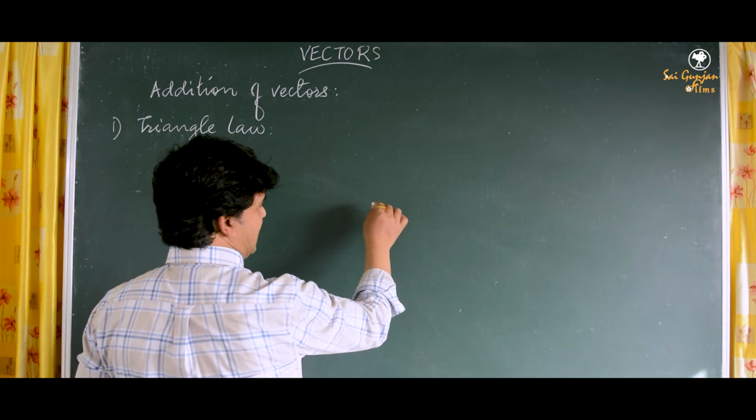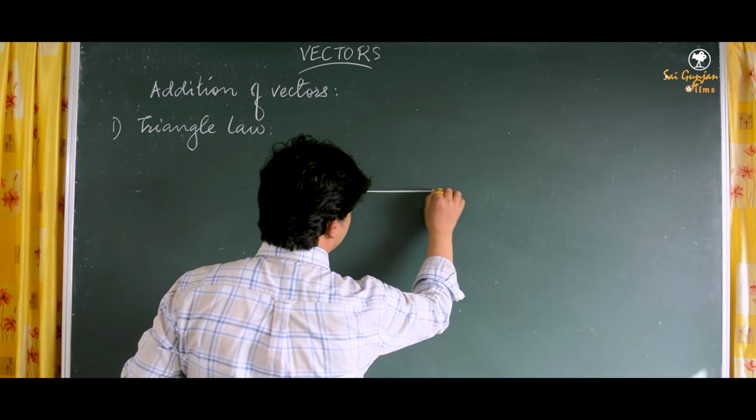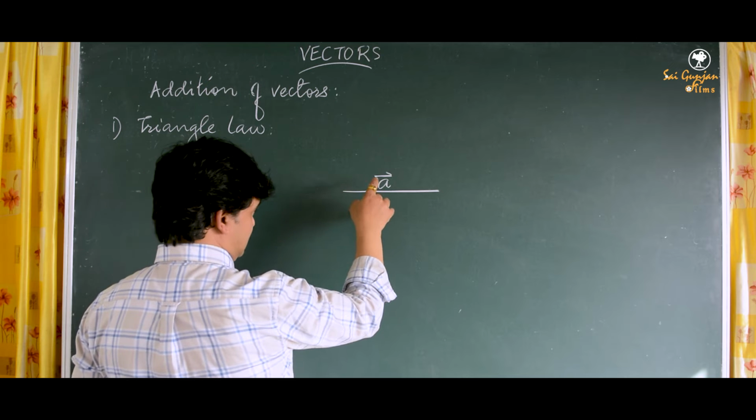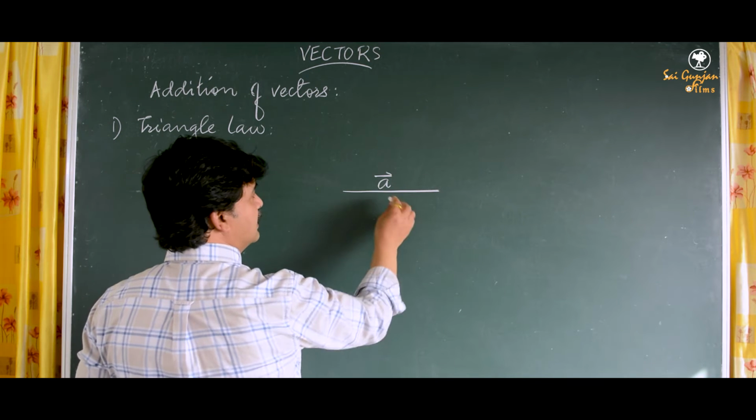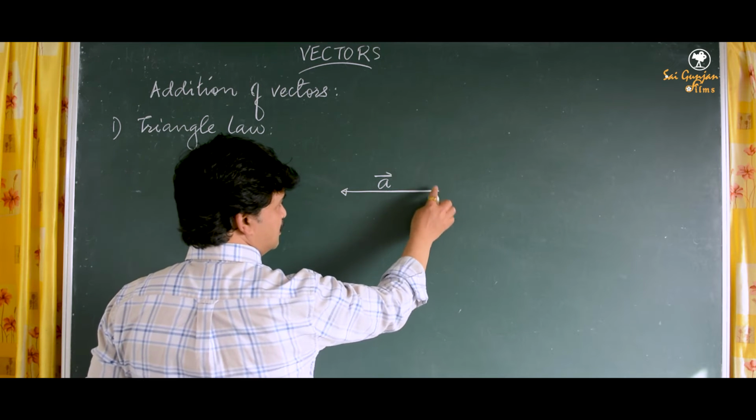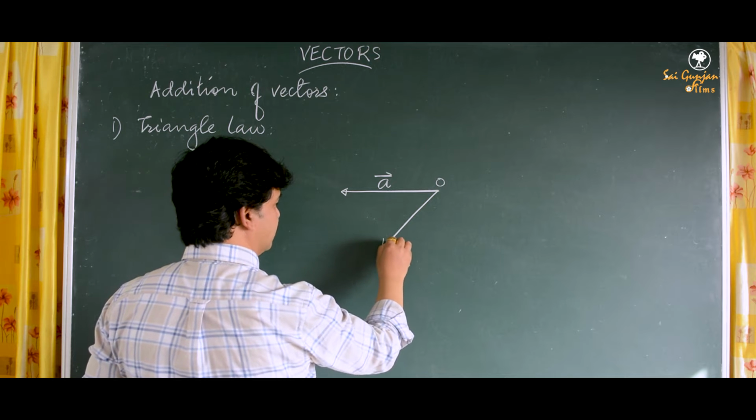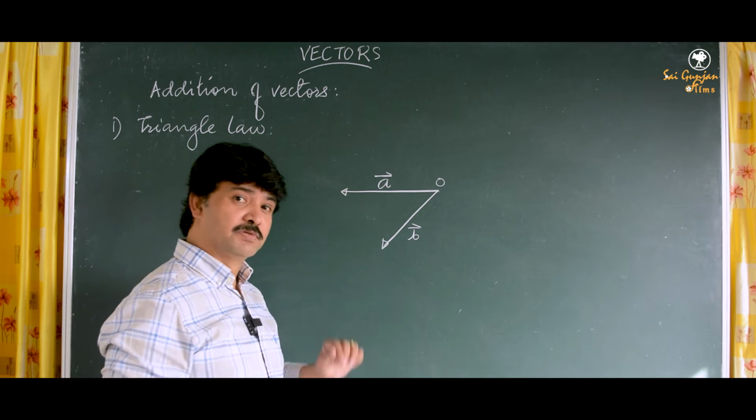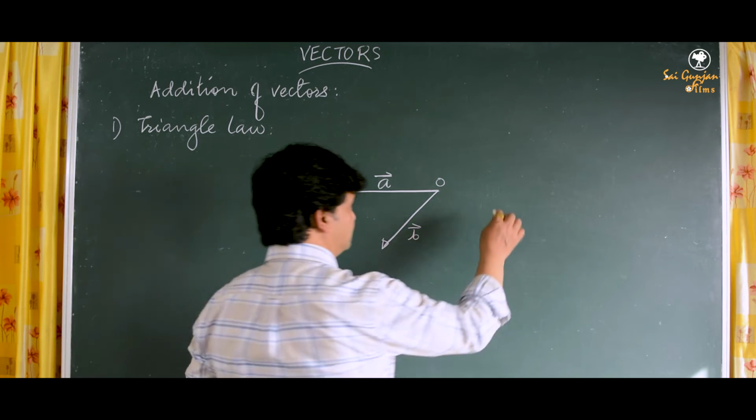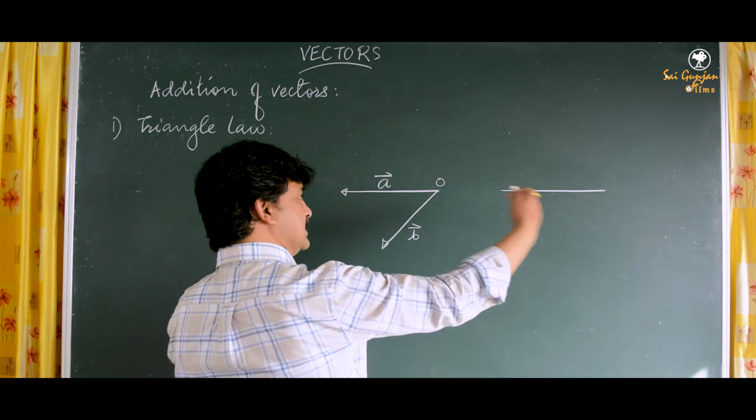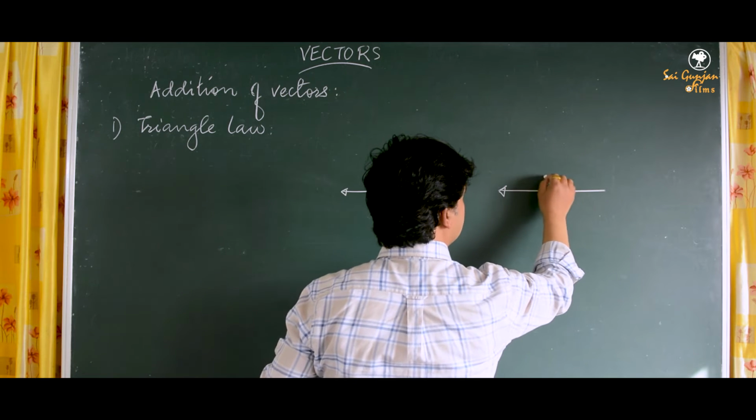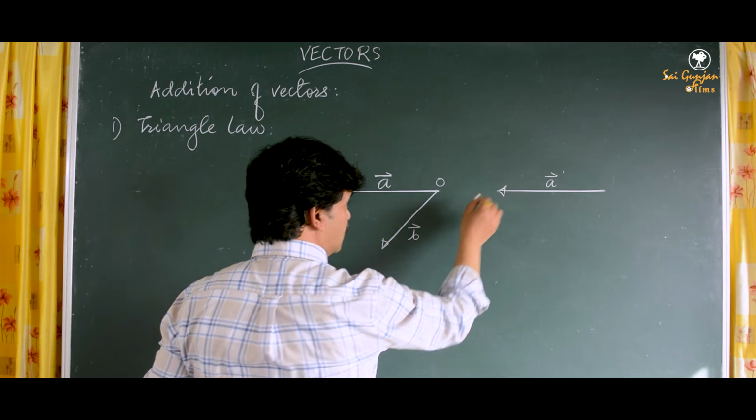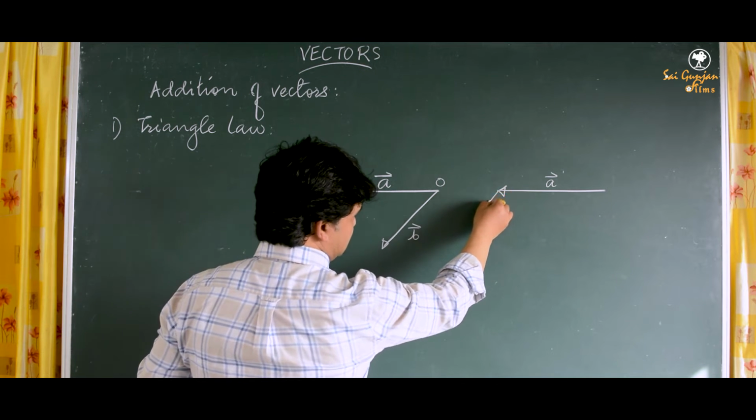Now let's have one more example, where vector A is represented by this sign. Now vector A starts from this point O, and vector B, let's say, starts from the same point and is directed this way. Now when we have to add these two, we follow the same rule. First we take one vector. Now this vector A is in this direction, isn't it? So this is the direction of vector A. And from the terminal point, from the end of vector A, we draw vector B. So B is in this direction.